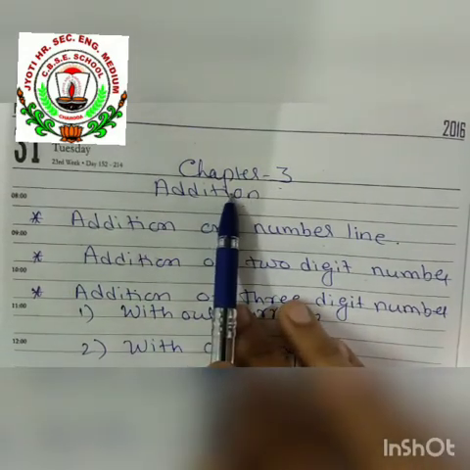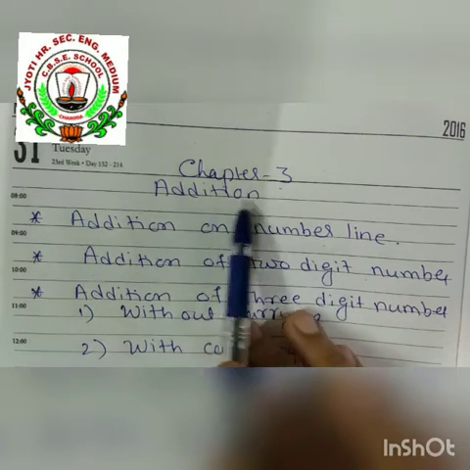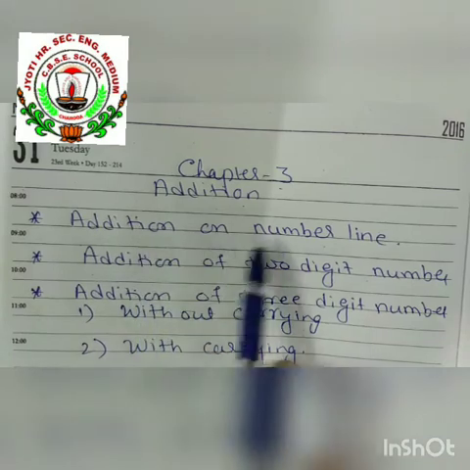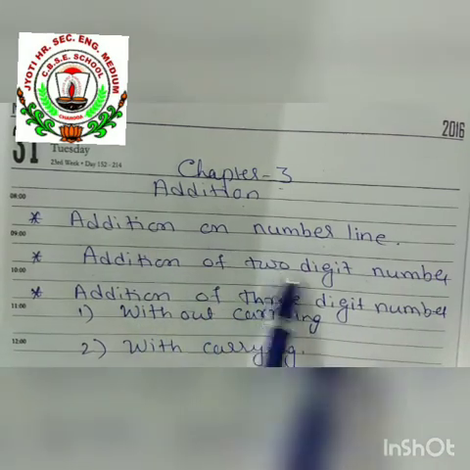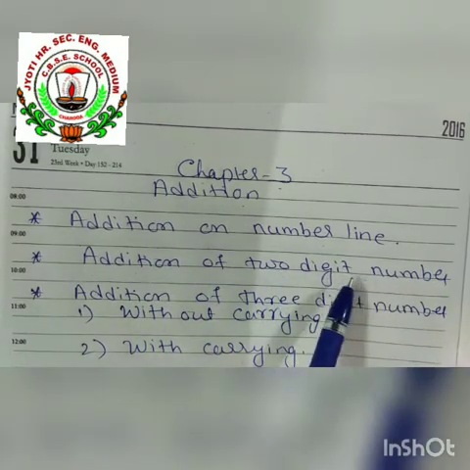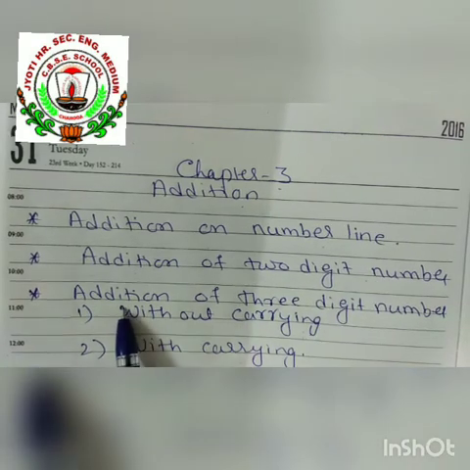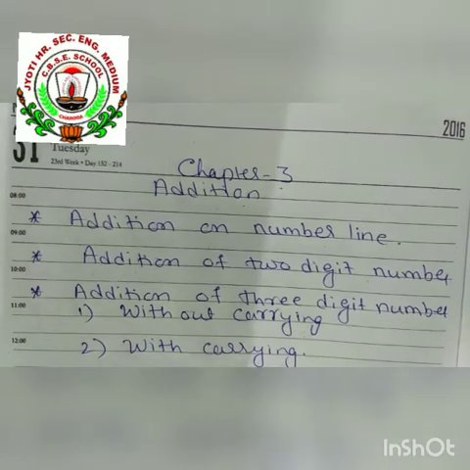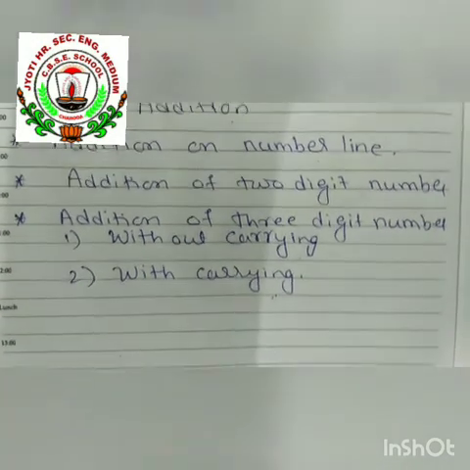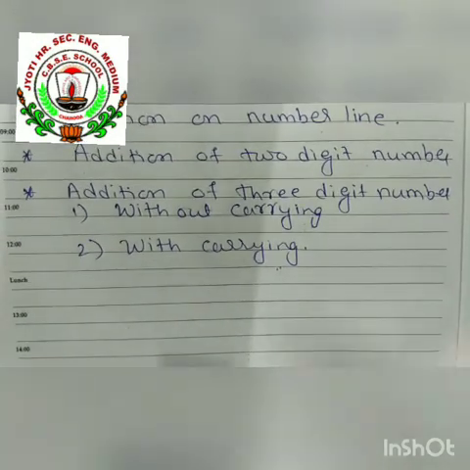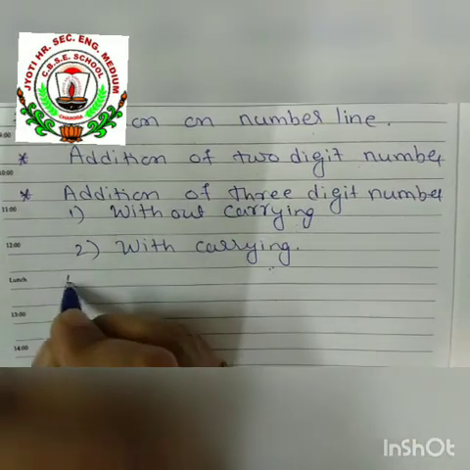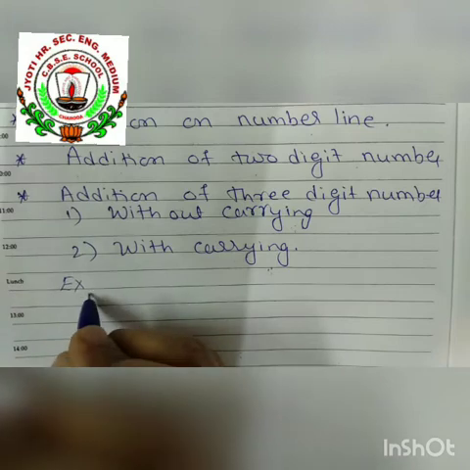Today I am continuing your class with the chapter 3 on addition. In the previous classes you had studied about addition on number line and addition of two-digit number with carry and without carry. Today I am continuing your class with addition of three-digit number without carrying and with carry. Before continuing my class, I am taking some examples of two-digit number so that you can recall how you have done the addition of two-digit number.